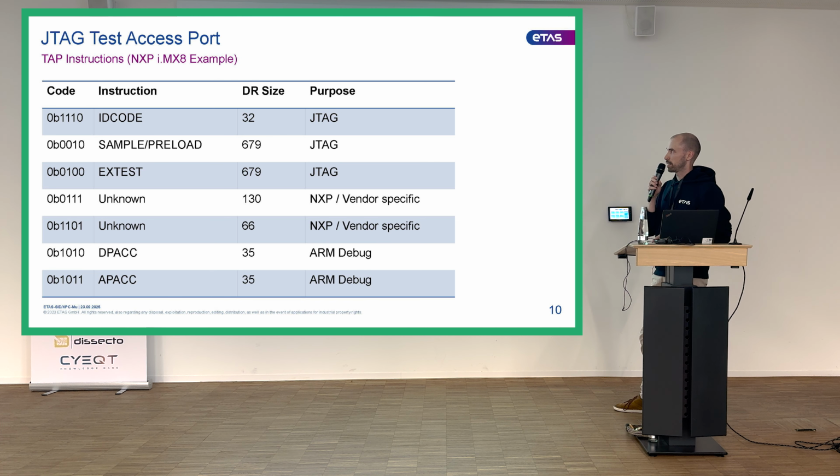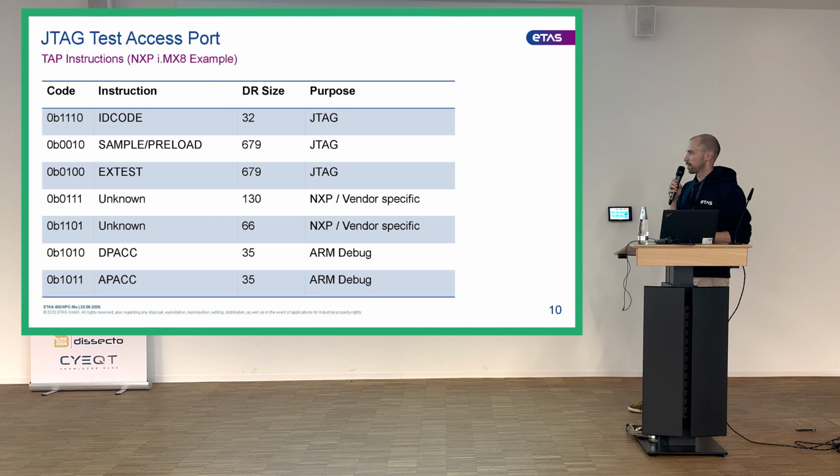This is for an NXP IMX8. Here we have some instructions which are vendor specific, and you need some data sheets to know what they're doing. And then down here at the bottom, we have two instructions that we'll get to in a second, because they're basically what lets me implement a debug interface on top of JTAG.